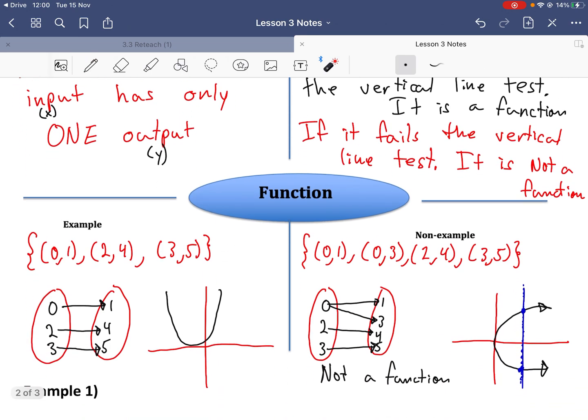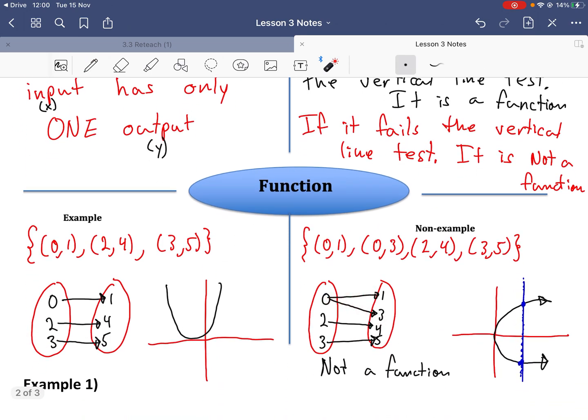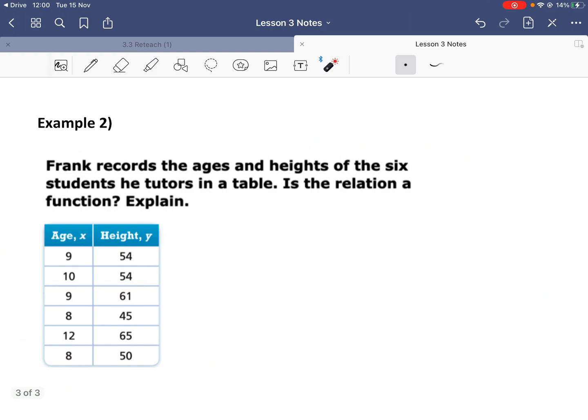We can see it doing mapping where it's going to 2 different values, or we can see that in a graph. If it's as a set of ordered pairs, it's a little bit harder to identify, but we can still see that 0 goes with 1 and 0 goes with 3. Okay? So now that we have this information here, let's go ahead and look at 3 examples.